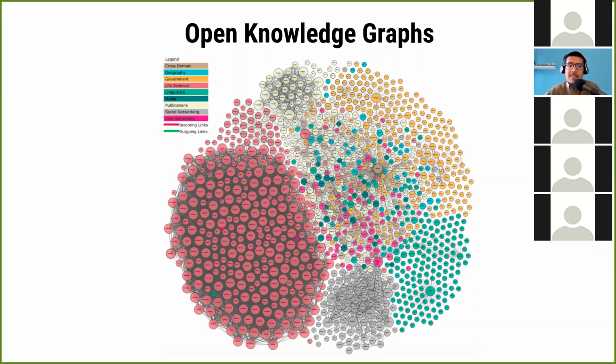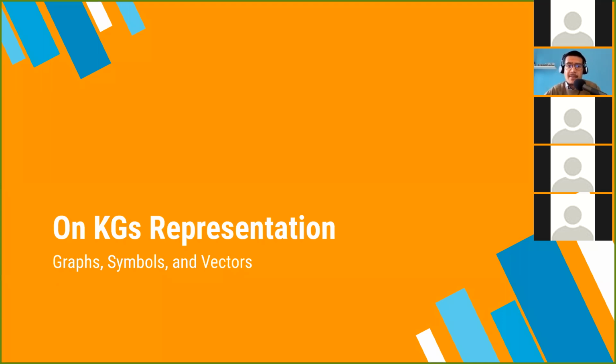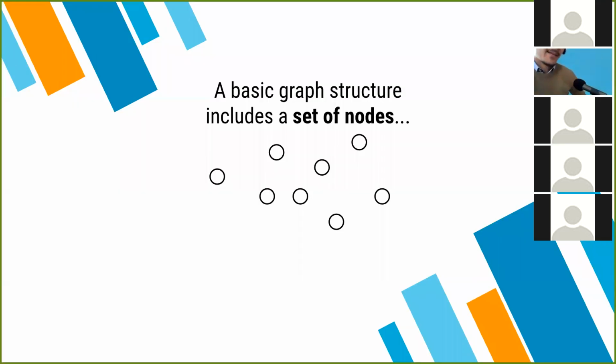Well, after this brief overview of knowledge graphs, let's provide some details on how we can represent knowledge graphs. This aspect is particularly interesting because, according to the specific representation, different tasks can be addressed and different research communities are involved in the process. Let's start with the graph representation.